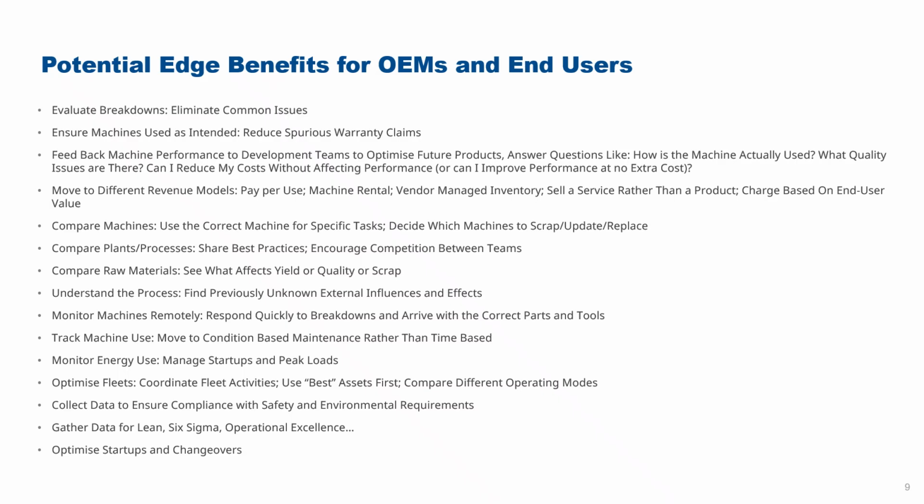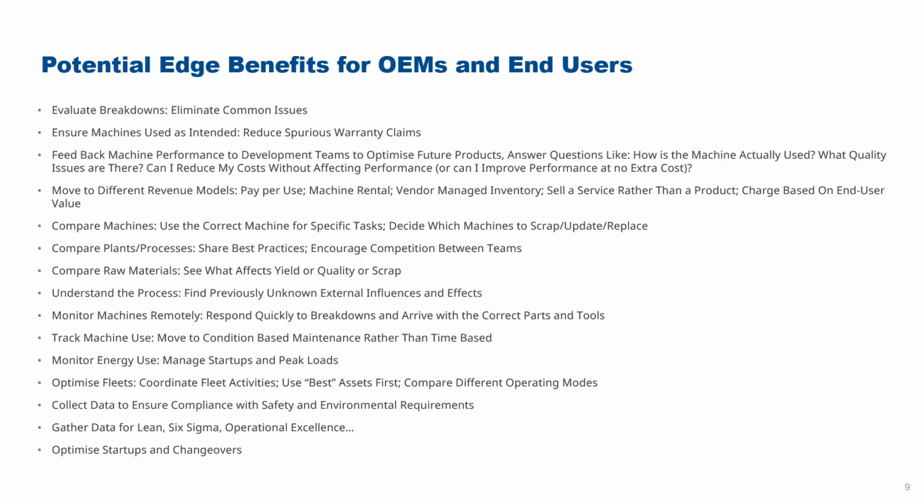Remote monitoring is a common application, and this is one of the easy ones to justify. Rather than have people on site, if you can monitor the machine remotely, you can respond to breakdowns. Obviously, you want to respond to them as quickly as possible, so having immediate notification of a machine breakdown is very useful, but also knowing what went wrong with the machine. Being able to arrive with the correct parts and tools, and maybe even with the correct engineer with the correct knowledge. All of that is very important in monitoring the machine, but getting back into operation as quickly as possible.